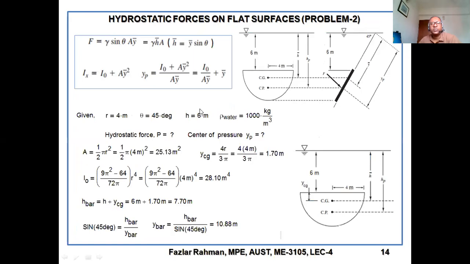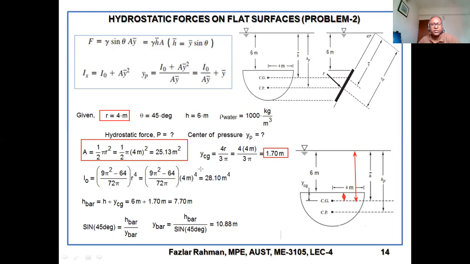Okay. So we need to calculate all the parameters. First, you figure out the area. YCG is 4R by 3 pi. What is R? Radius of the plate, 4 meter. You already got it. So you got 1.73. What does it mean? That means this distance, from here to here, is 1.7. So what will be your H bar? H bar will be the distance from here to here. That means this 6 plus 1.7. So H bar, the vertical height, is 6 plus YCG. That means 7.7 meter.